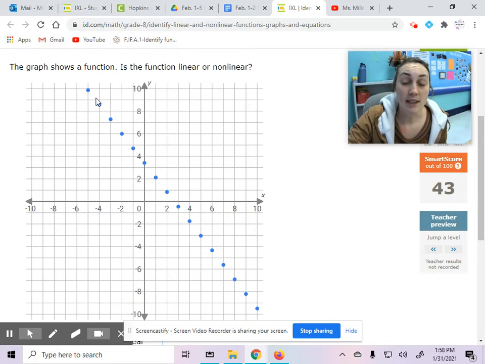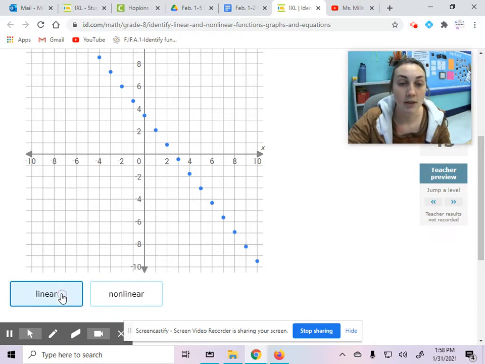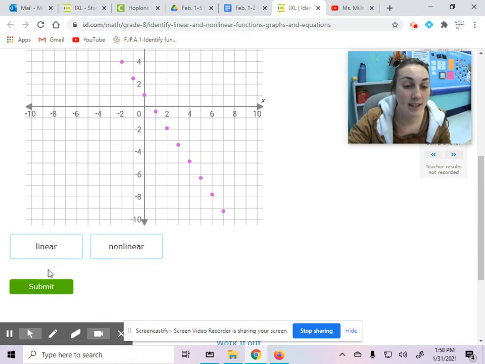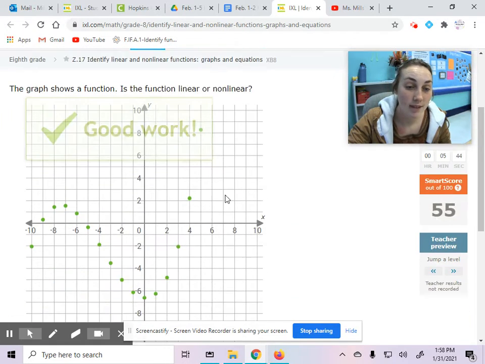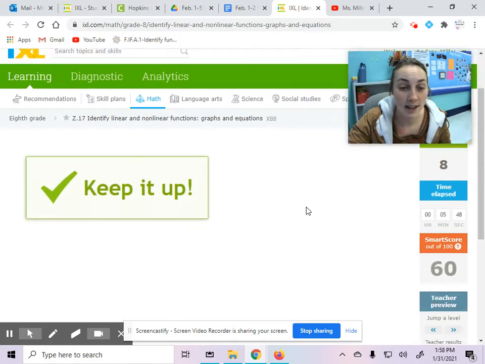This one is linear because if you connect the dots and make a line, it's a straight line. So it's linear. Okay, that's linear too, because it's a straight line. Alright, this is not linear because it's not a straight line. Let's get to equations, guys.